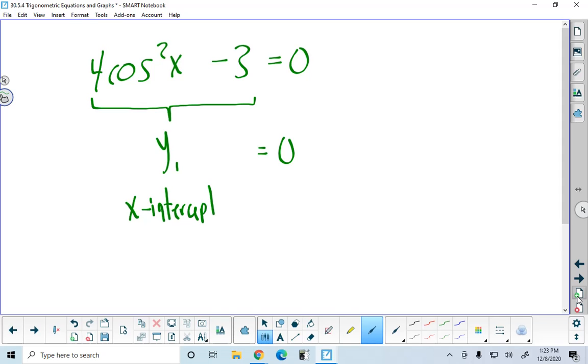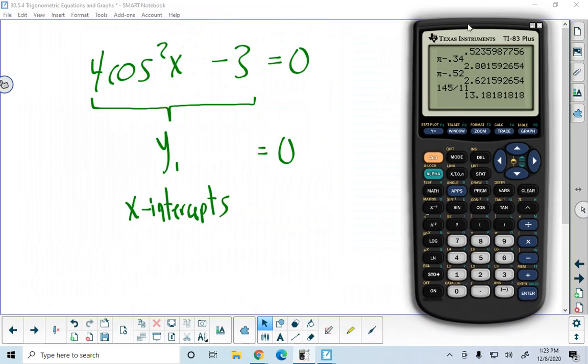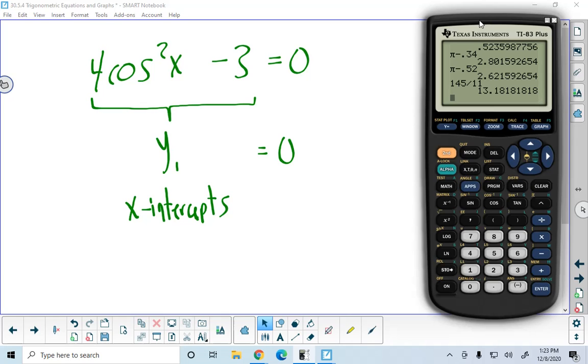This is one of the methods you could use. You don't have to do it this way. Let's see what happens here. This is your first foray into graphing trigonometric functions.